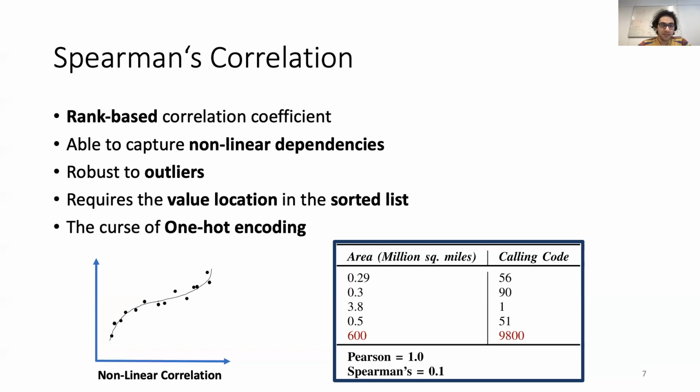However, due to the fact that Spearman's correlation requires the location of each value in the sorted list, and it requires sorting the values inside the columns, the computational cost of Spearman correlation is higher than the linear correlation coefficients. And this complexity increases in the case of categorical values due to the existence of one-hot encodings.